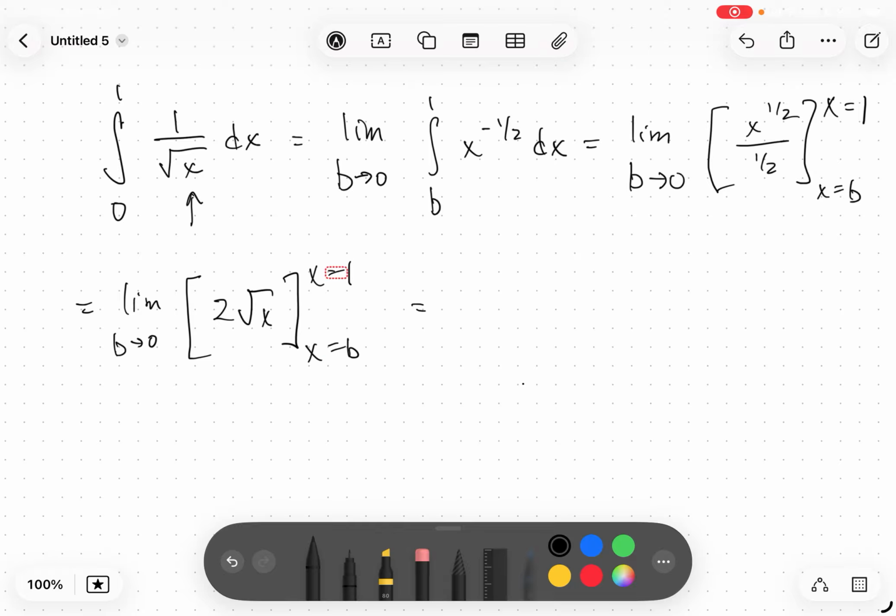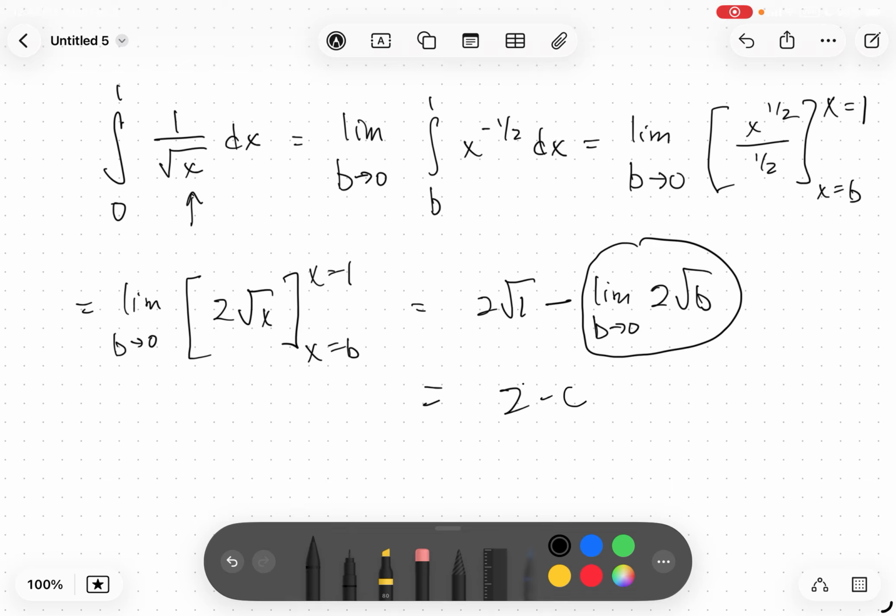And putting 1 in there, we get 2 times the square root of 1. And putting b in there, well, what's the limit as b approaches 0 of 2 times the square root of b? Well, this is just 0, right? In fact, you can just plug 0 in there to find the limit. So you get 2 minus 0, which is 2. So I feel like I did something wrong, but I hope I didn't.